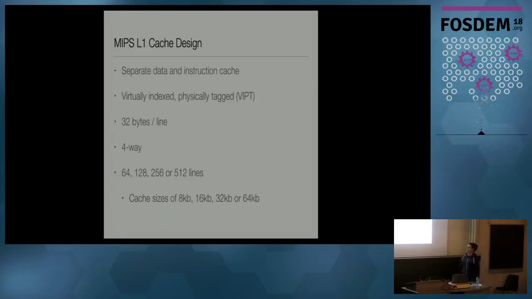So at the L1 level, you have separate data and instruction caches, and one of their properties is that they are virtually indexed and physically tagged. So this is this VIPT architecture. Then they have a fixed line size for the L1 cache of 32 bytes. They support 4 ways and between 64 and 512 lines, which makes up cache sizes between 8 kilobytes and 64 kilobytes in the end.